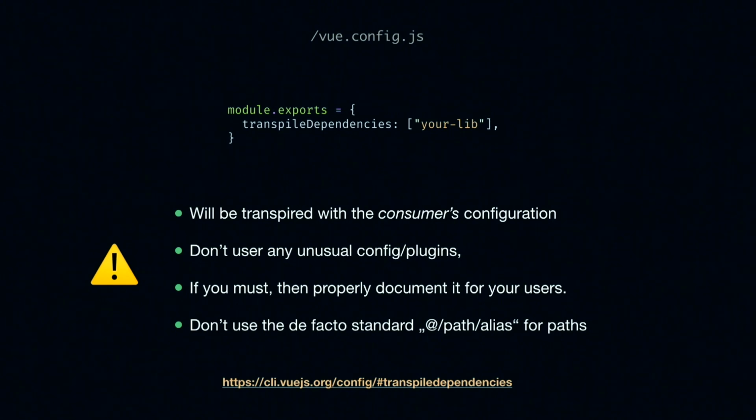We have this nice shortcut in most CLI projects where you don't have to use relative paths, so you don't have to ../.. to get to your component. You can just use the @ as a placeholder for your source folder. But you can't really do that in your library's source code, because when the bundler is bundling your source in the consuming application, it would point to the application source folder and not to your library source folder.